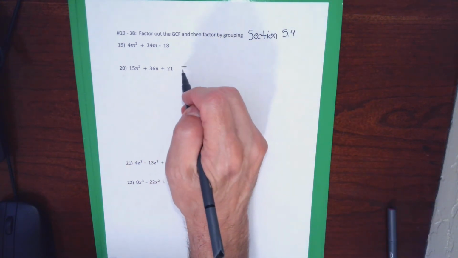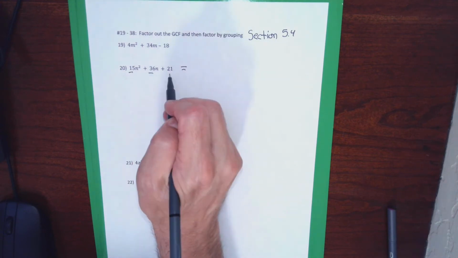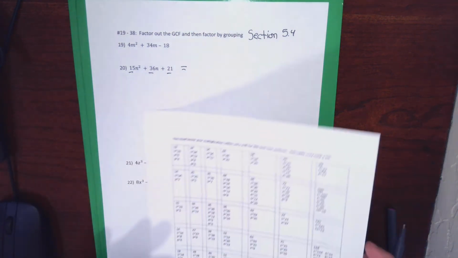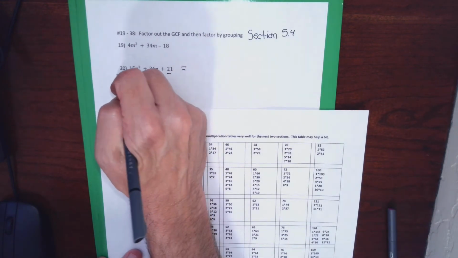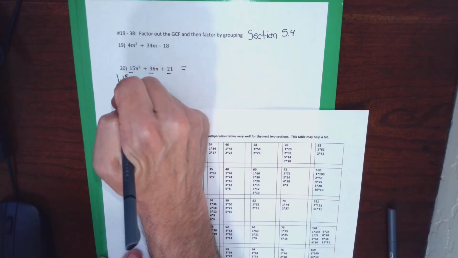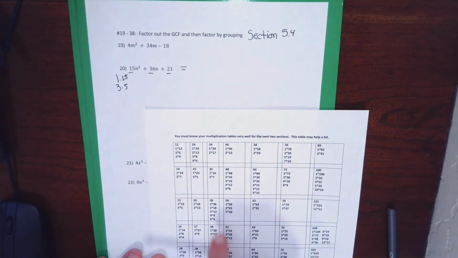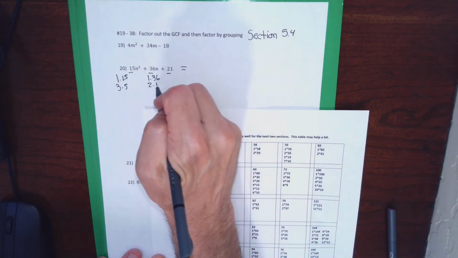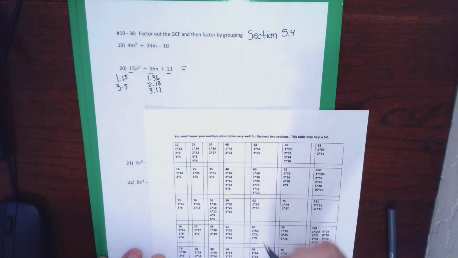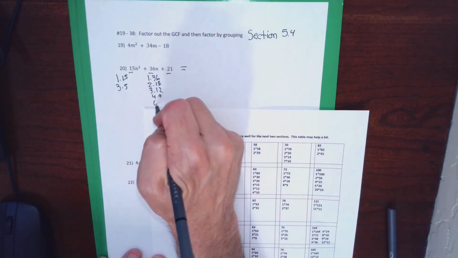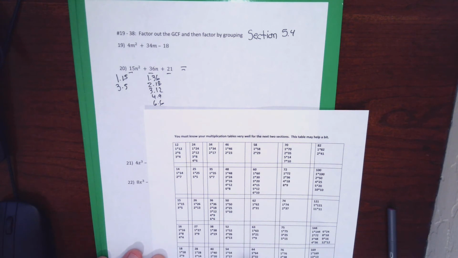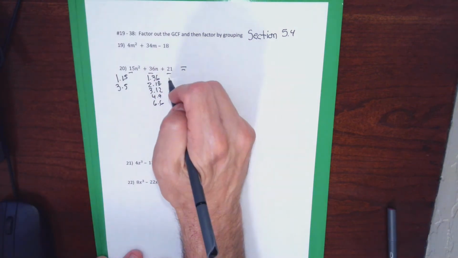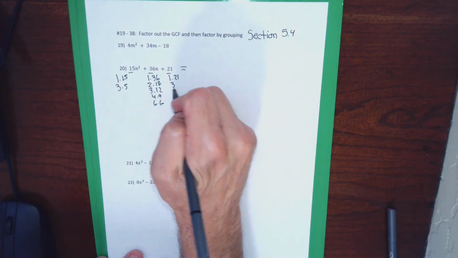In problem 20, I look at the numbers 15, 36, and 21. And if I had to, I'd look at the factors of 15. The factors of 15 are 1 and 15, and 3 and 5. Then I'd move to the factors of 36, which are 1 and 36, 2 and 18, 3 and 12, 4 and 9, 6 and 6. And then I looked at the factors of 21, which aren't on my screen, 1 and 21, and 3 and 7. So I need to find the greatest common factor for each one of these problems.